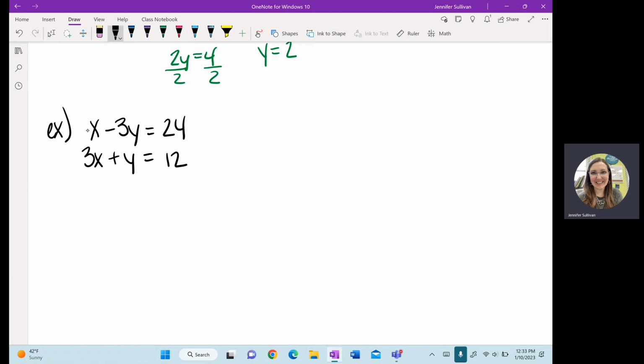Again, I'm looking up and down. I'm trying to figure out which of my variables, the x or the y, has the same number but opposite signs, and neither of them do. So when nothing has the same number in front of the variable, I can multiply by something in order to make one of the equations have the same number. So we're going to multiply one equation.